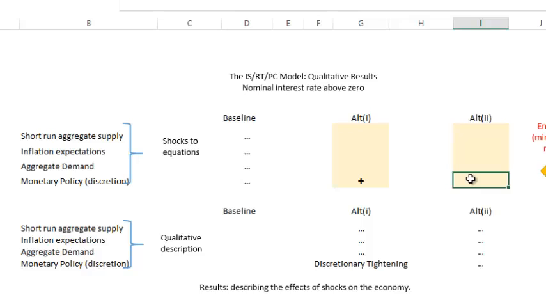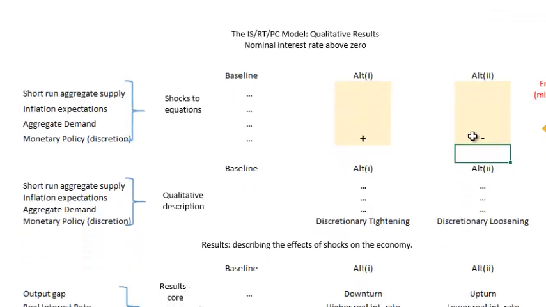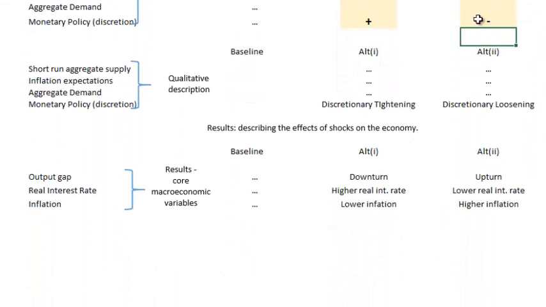Now, under alternative 2, the central bank has chosen to loosen on a discretionary basis. Perhaps because it has seen some circumstances on the horizon that might reduce the output gap, the inflation rate, or both. In our table that describes the results, you can see that the central bank has reduced interest rates. In doing so, it stimulated demand. Both output gap and the inflation rate have gone up.